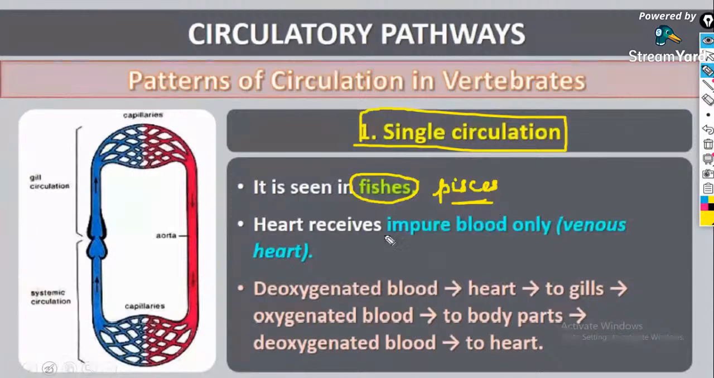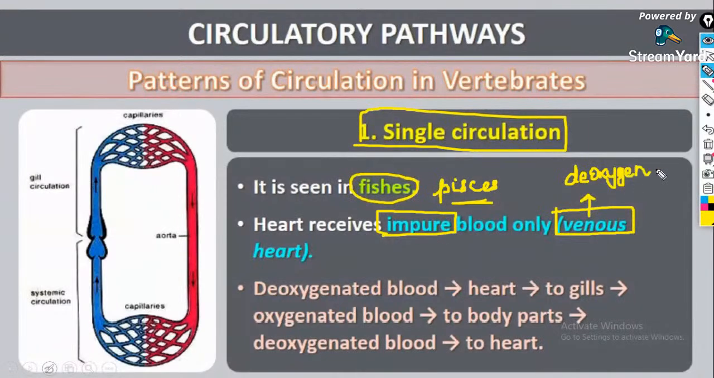The heart receives only impure blood, so you will generally call it a venous heart. Veins usually carry deoxygenated blood, but there is an exception, which we'll study in detail in the upcoming classes.